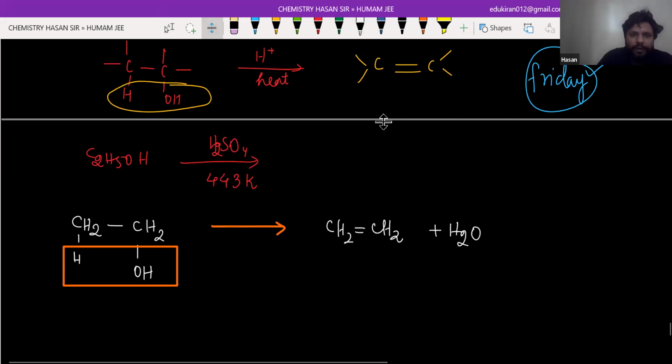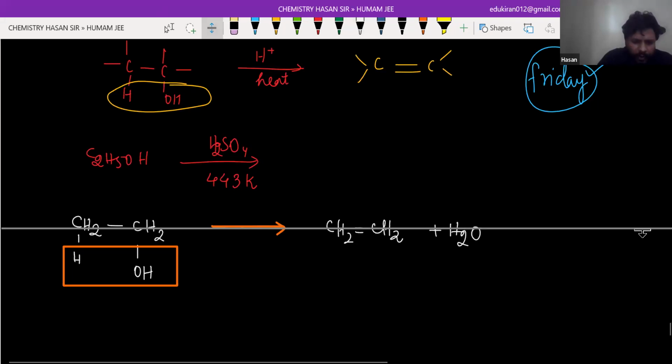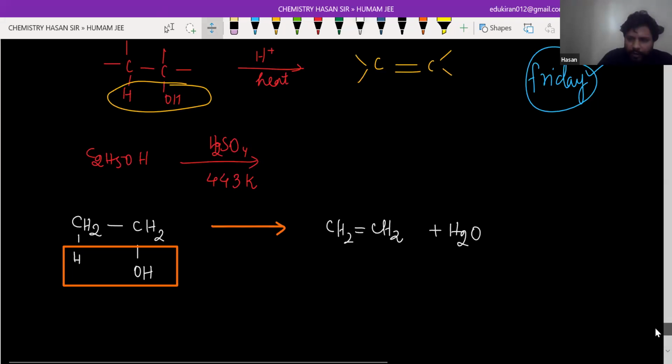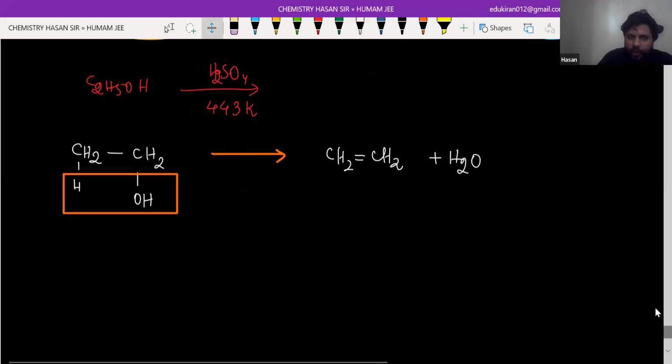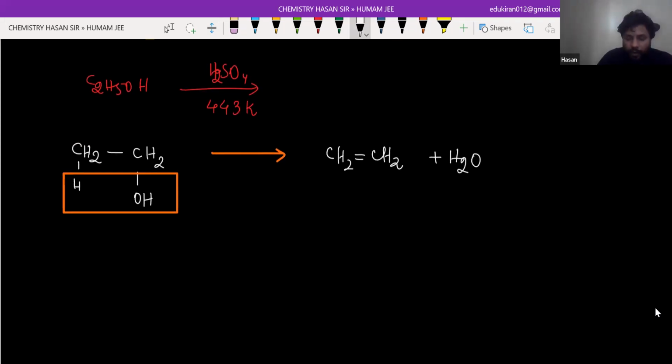Basically, in this reaction there is formation of carbocation. So I'll show you the mechanism. Before that, I told you carbocation formation takes place. That means 3° will be more reactive because the 3° carbocation or 3° intermediate is more stable.